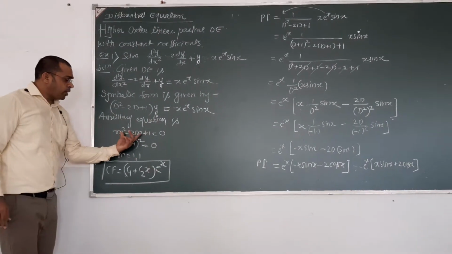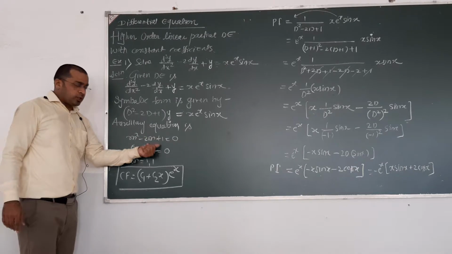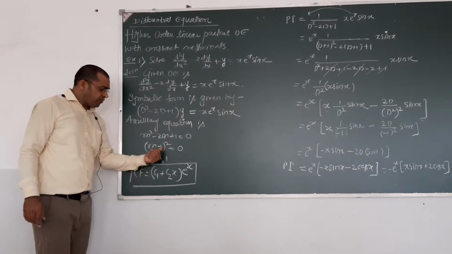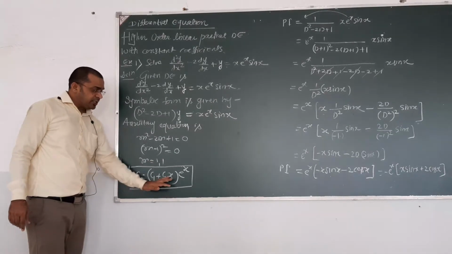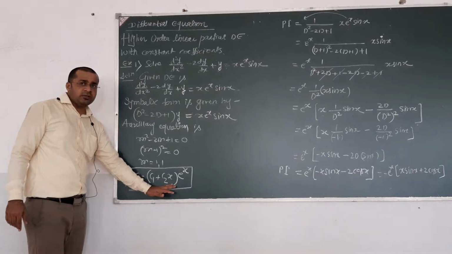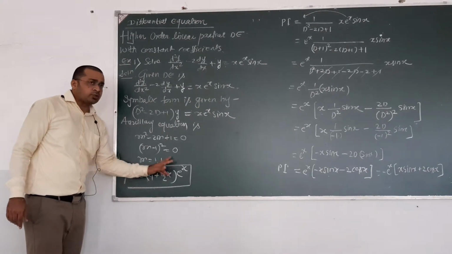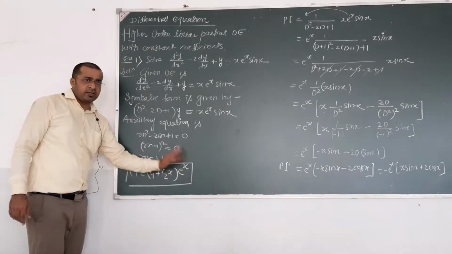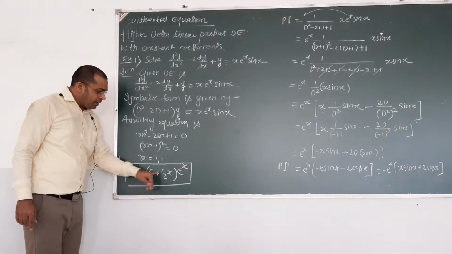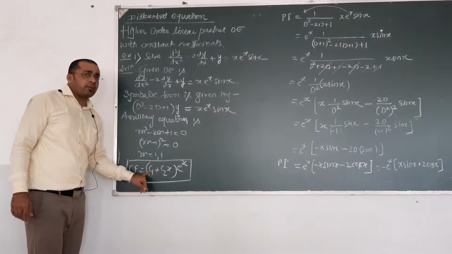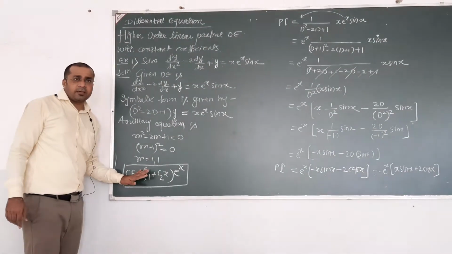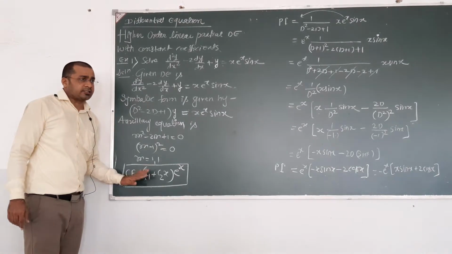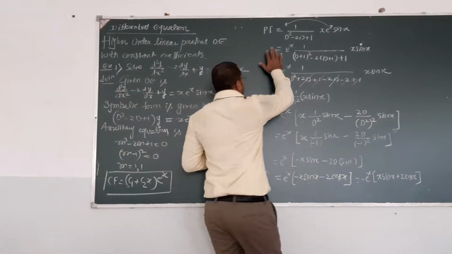Now this is nothing but (m minus 1) whole square. The roots are 1, 1. The CF can be written, for the equal and real roots, as (c1 plus c2 x) e^x, since the root is 1, so therefore it is the power x. Or you can multiply this x with c1 or maybe with c2. That's one of the arbitrary constants we have to multiply with that particular independent variable, x.